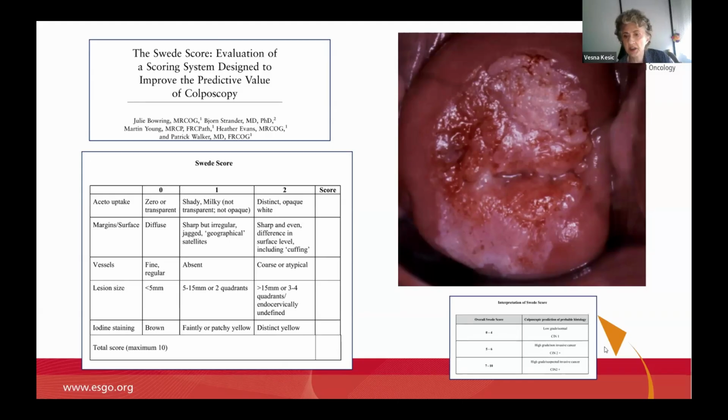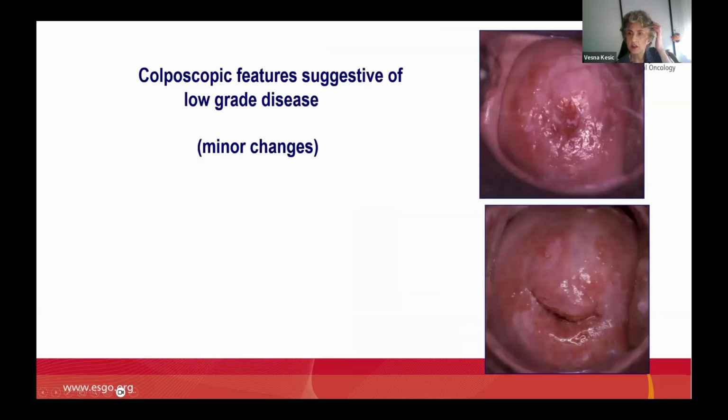Remember, colposcopy is not a histological diagnosis, so we can be happy if we can predict the severity of the lesion, but we can never say that it is a diagnostic test. It serves just to decide what we are going to do. Just to summarize, the lesions of concern for us are low-grade lesions, minor changes.